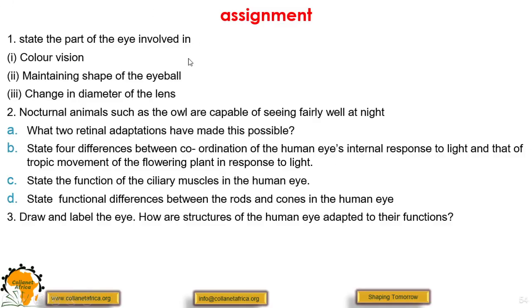So that is about the eye. Go do this assignment. For example, you are being told to state the part of the eye involved in color vision. All these are found in the notes.